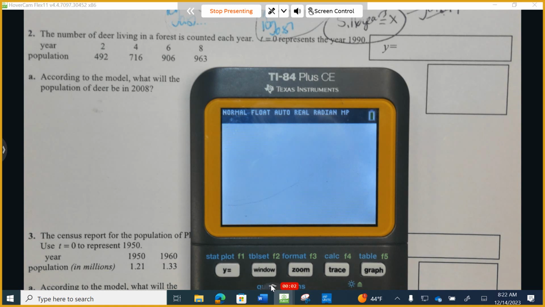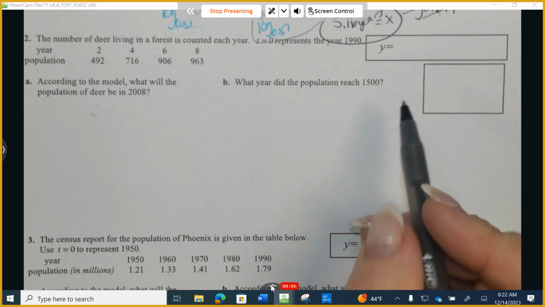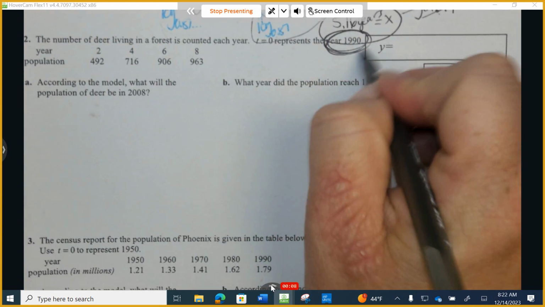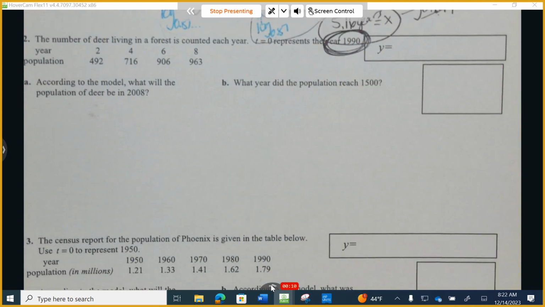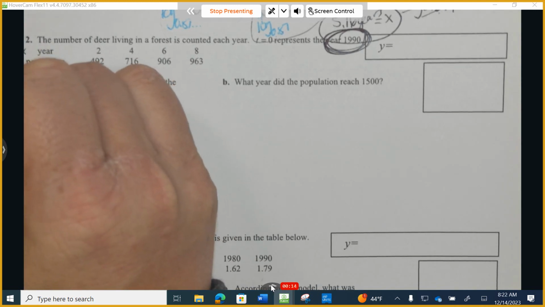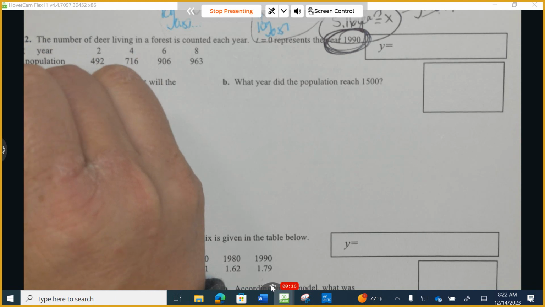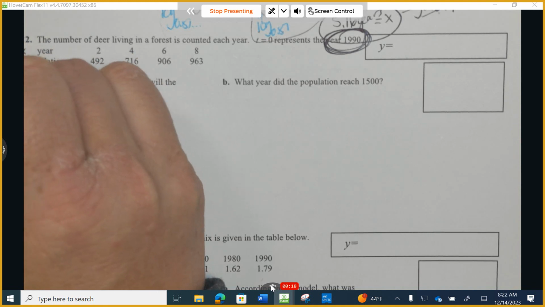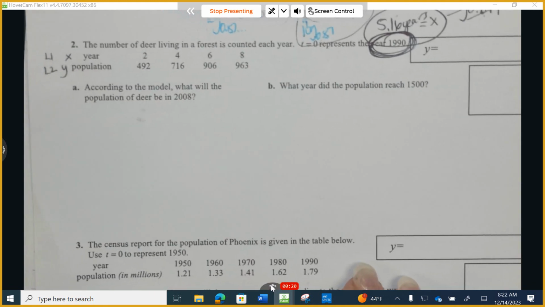The number of deer living in a forest is counted each year. T equals year represents 1990. Please circle that. It's very important that we recognize that. So again, our years is going to be our X, our population is our Y, and in the calculator, L1 column is X, and L2 column is going to be your population.